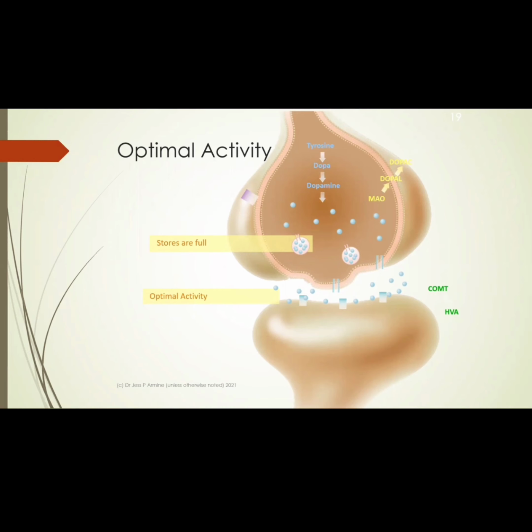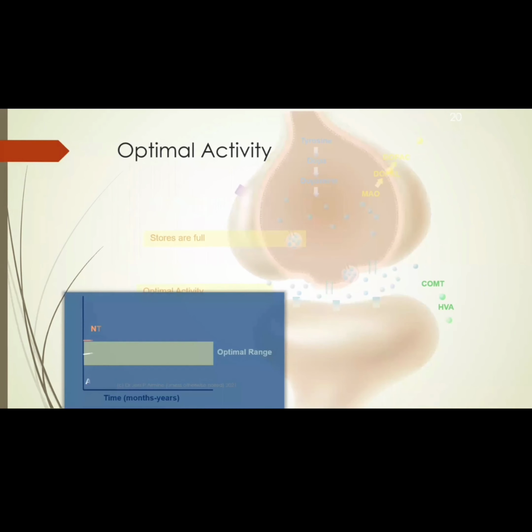Okay, this is called optimal activity. If we saw it on a graph, you'd see the optimal range. You see the neurotransmitter stores are in the optimal range, and the neurotransmitter activity is in the optimal range, and all is well.